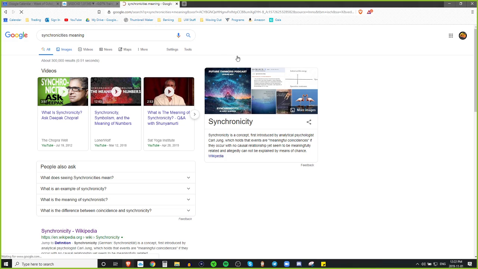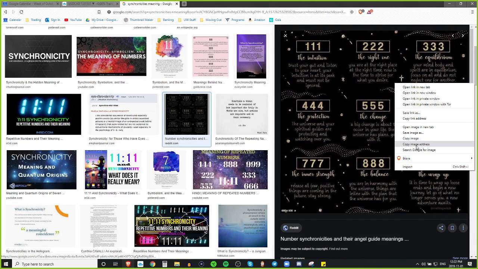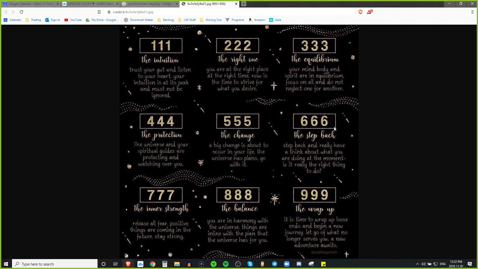Synchronicities, I'm going to pull this up. I'm going to go on a tangent real quick about these, and then we'll go back to what we were talking about. Let me know in the chat if y'all have ever seen repeated numbers like this before. Right? This is some important stuff.